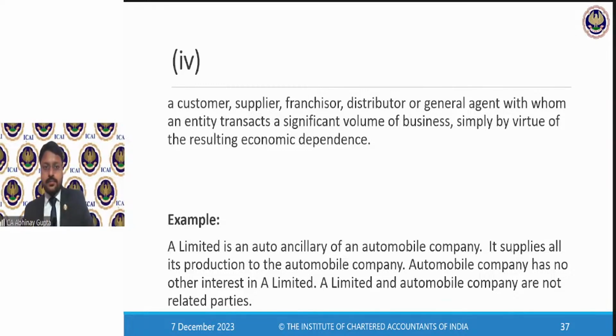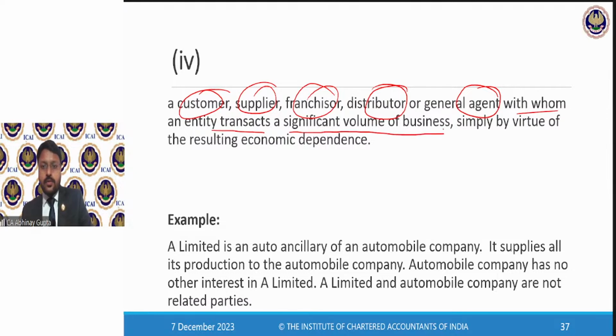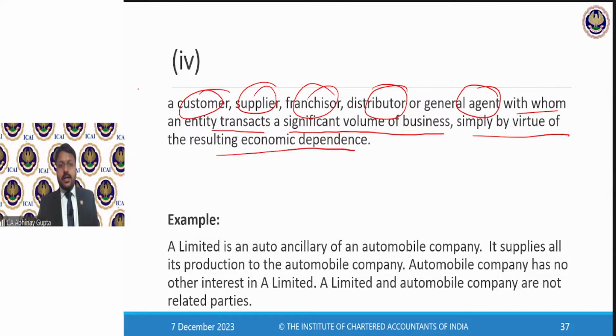Clause 4: a customer or a supplier or a franchisor or a distributor or an agent with whom the entity transacts and has a significant volume of business, simply by virtue of the economic dependence. So the standard says that simply because of this economic dependency on a customer, supplier, franchisor, distributor or general agent, they will not be regarded as related parties, right? But we need to investigate further facts and circumstances.